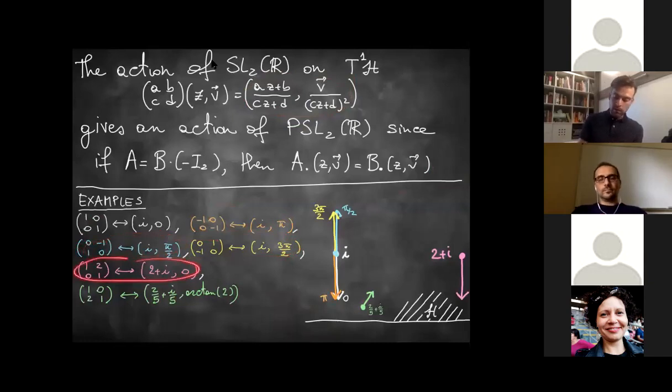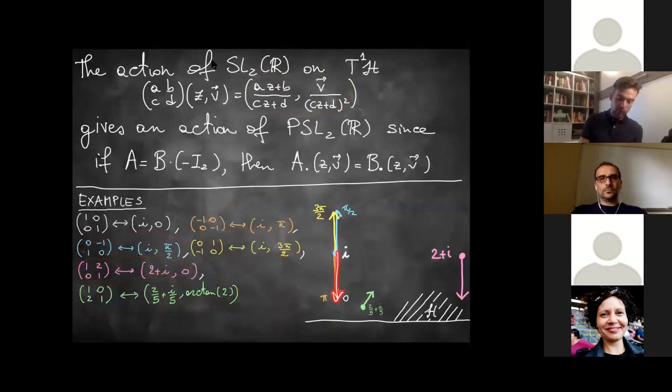Here is another example. This matrix translates horizontally by two. And here is another example, where this matrix can be identified with this point and takes the point i and the vector pointing down.